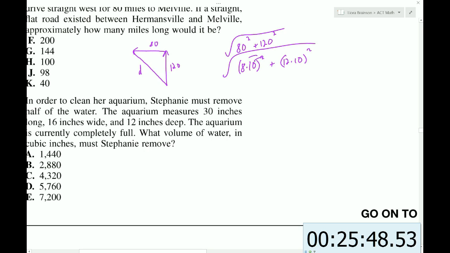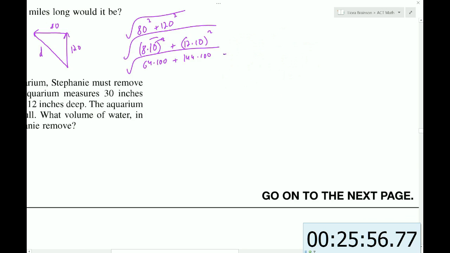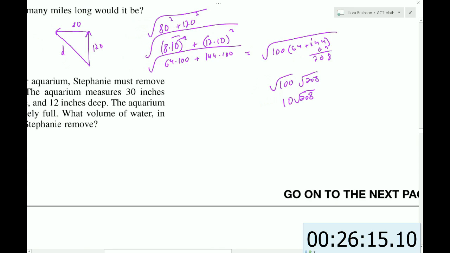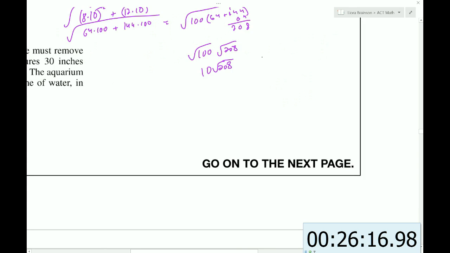So then we can square each separately. So 64 times 100 plus 144 times 100, square root. Then we could factor out the 100. So we would get 64 plus 144. So that would be 208. Right, so rad 100, rad 208, so 10 rad 208. And rad 208 is approximately rad 200.